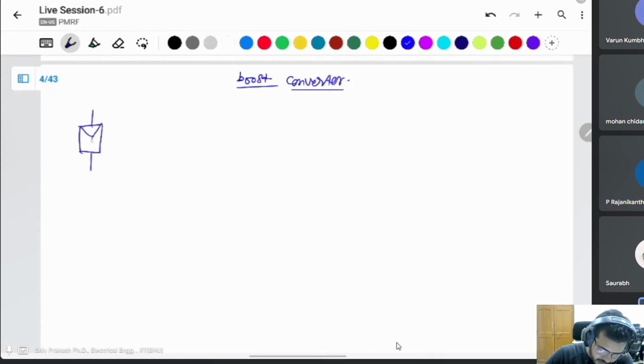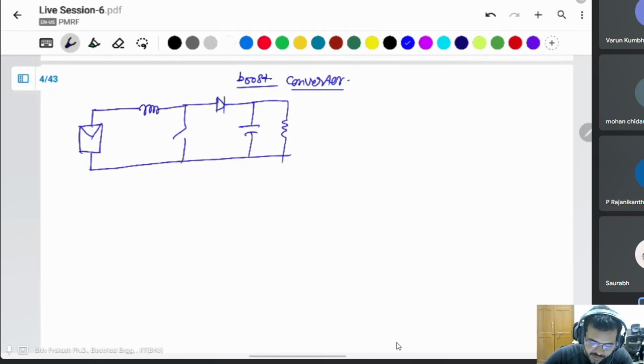The boost converter has a source, an inductor, a switch, and a diode. This is the circuit diagram of the boost converter. The inductor L, voltage across the inductor VL, switch Q, diode D, capacitor C. This will be the output resistance R naught, the current IC, and VL. You can say this is V2, this is V naught, the output voltage on the load side, and the input voltage.